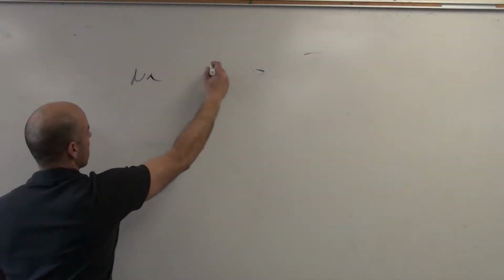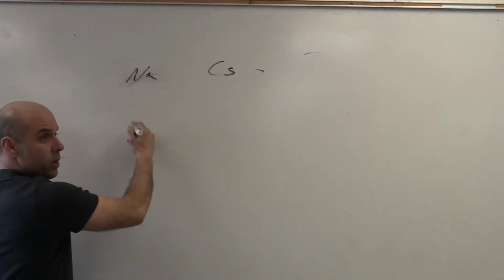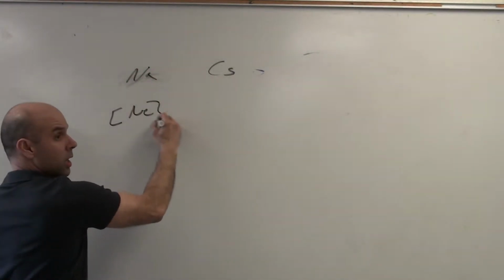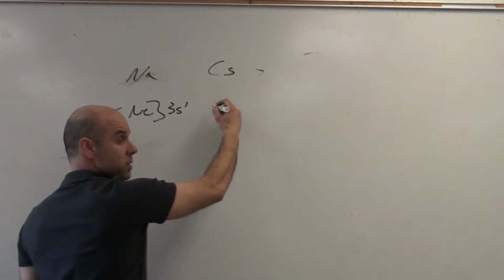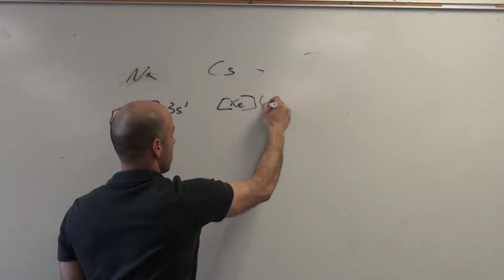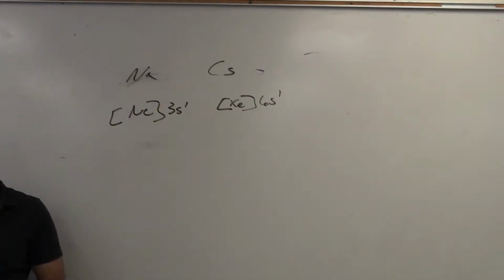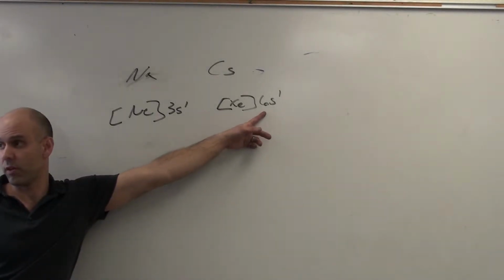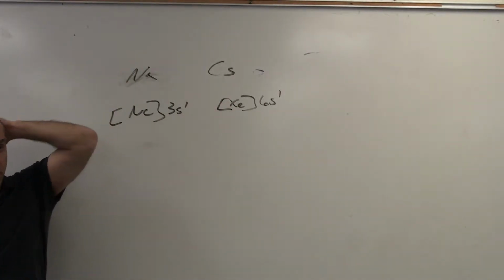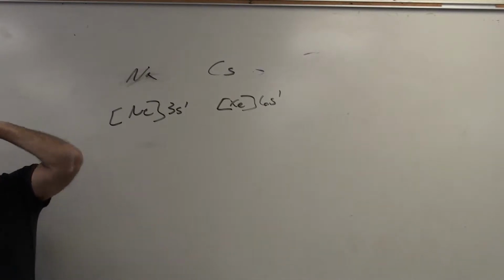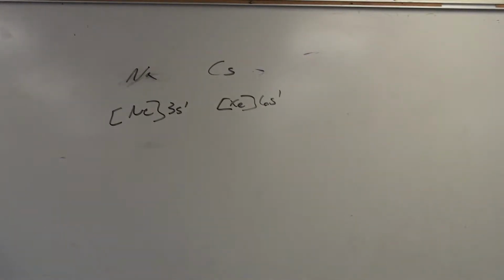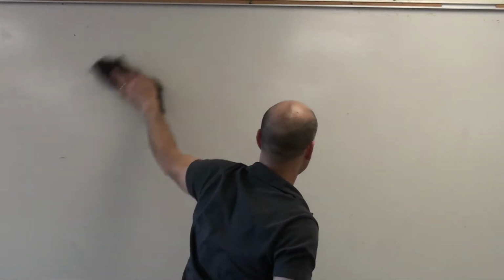So, like, who's easier to ionize, sodium or cesium? Sodium is neon 3s1 and cesium is xenon 6s1. Wait, are we talking about electron affinity or ionization? Ionization. Oh, okay. This is going to be easier to remove because it's farther away. It's in the sixth energy level. But look at the electron configuration first. Do you need me to remind you how to fill the orbitals or no?